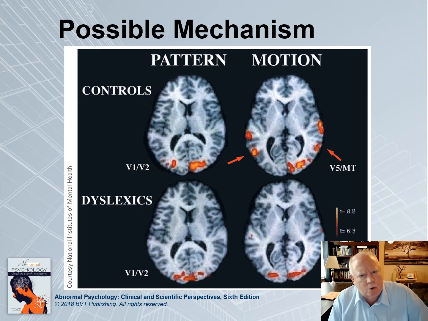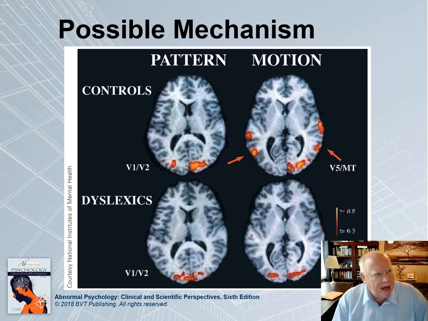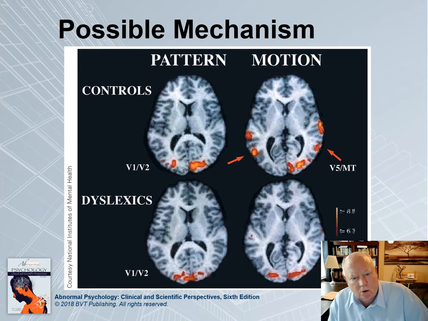And what they're doing is they're either observing a pattern that is fixed or a pattern that is in motion. And their job is to process that pattern. Now, on the left, above is the controls, below are the dyslexics. When they're looking at a stationary pattern, you see activity in the back part of the brain. Now, the back part of the brain is called the occipital lobes, and you're seeing activity there because the occipital lobes process visual information, what your eyes see. And you see that there's basically no difference between the two groups in what's activated.